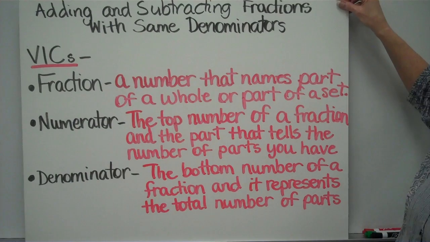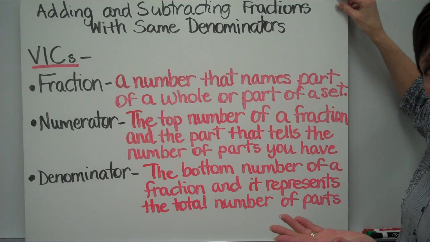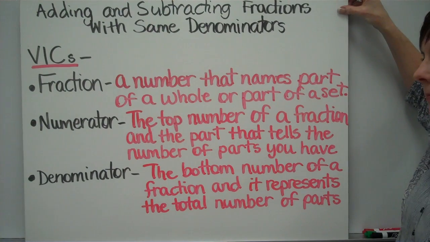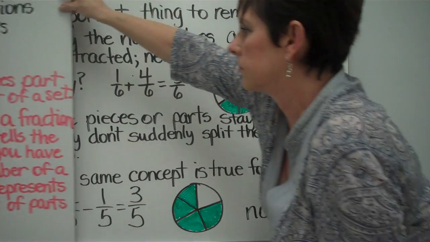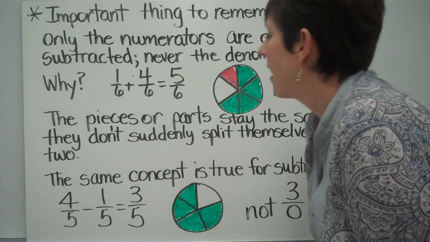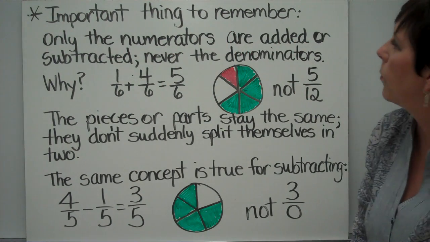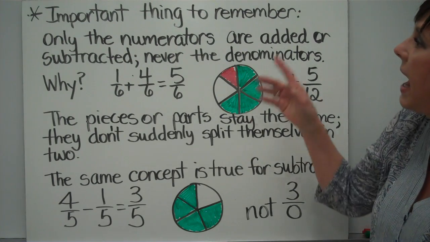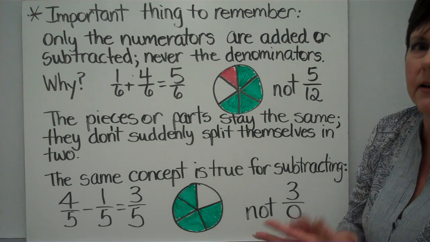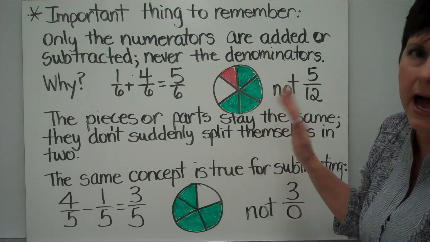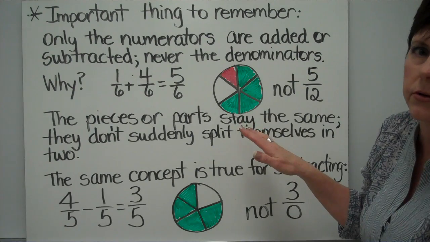So we have the fraction, the numerator, which is the top number, and the denominator, which is your bottom number. One important thing to remember when you're adding or subtracting fractions with the same denominators is that only the numerators are added or subtracted. You will never add the denominators.